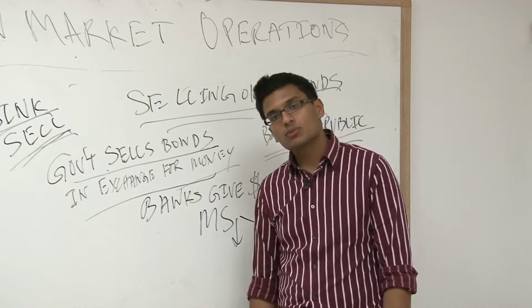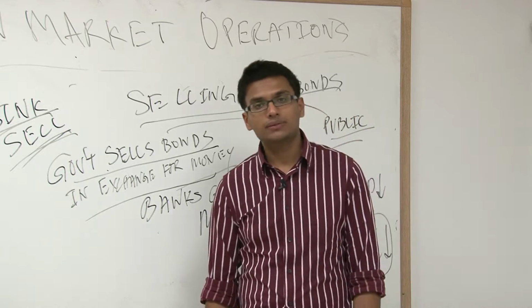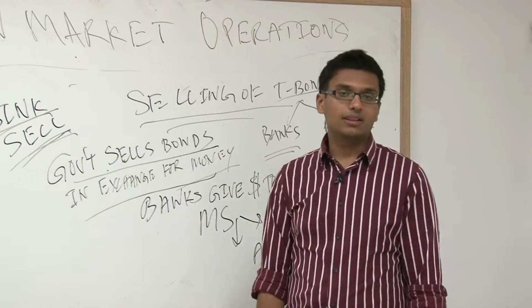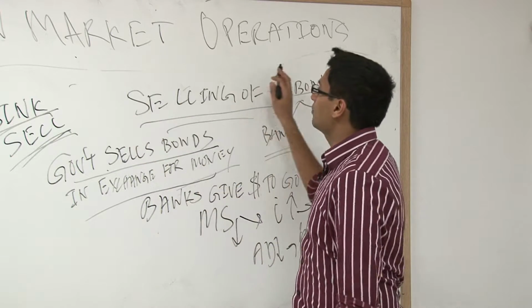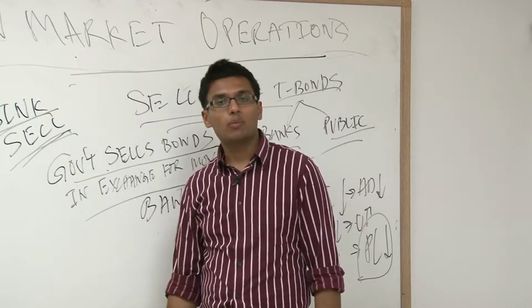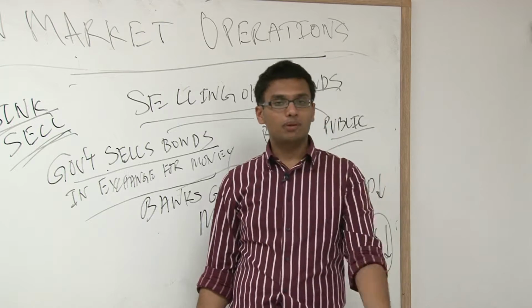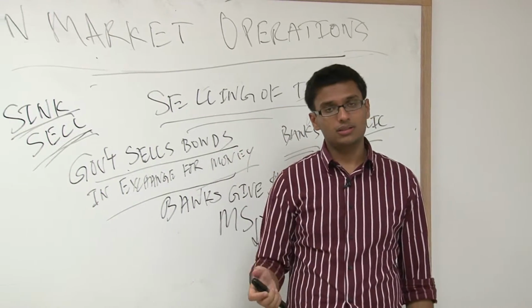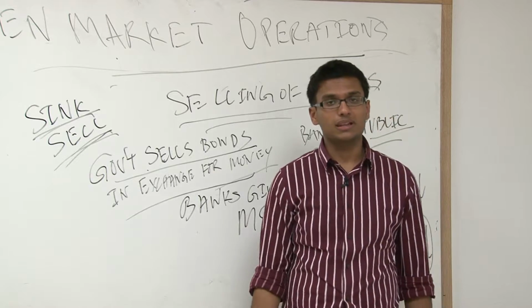If you sell bonds, they take money away from the economy, right? And if they buy bonds, they being the government, they pump money into the economy. And that's how open market operations are done. So open market operations are the buying and selling of bonds. They buy bonds to infuse money into the economy. They sell bonds to make sure that the money is being taken away.